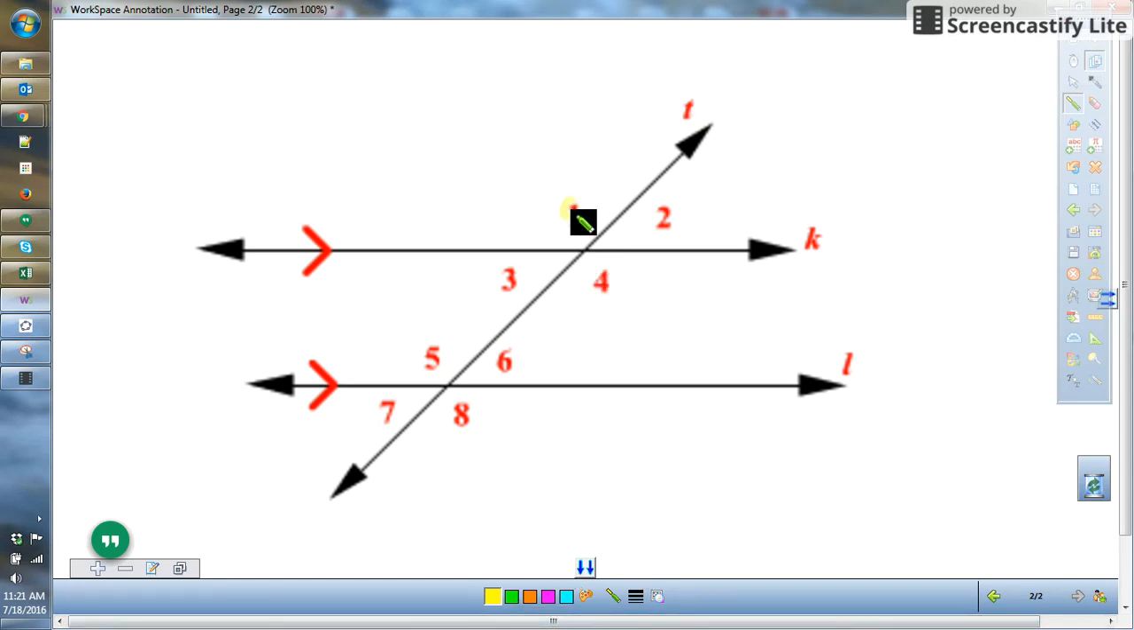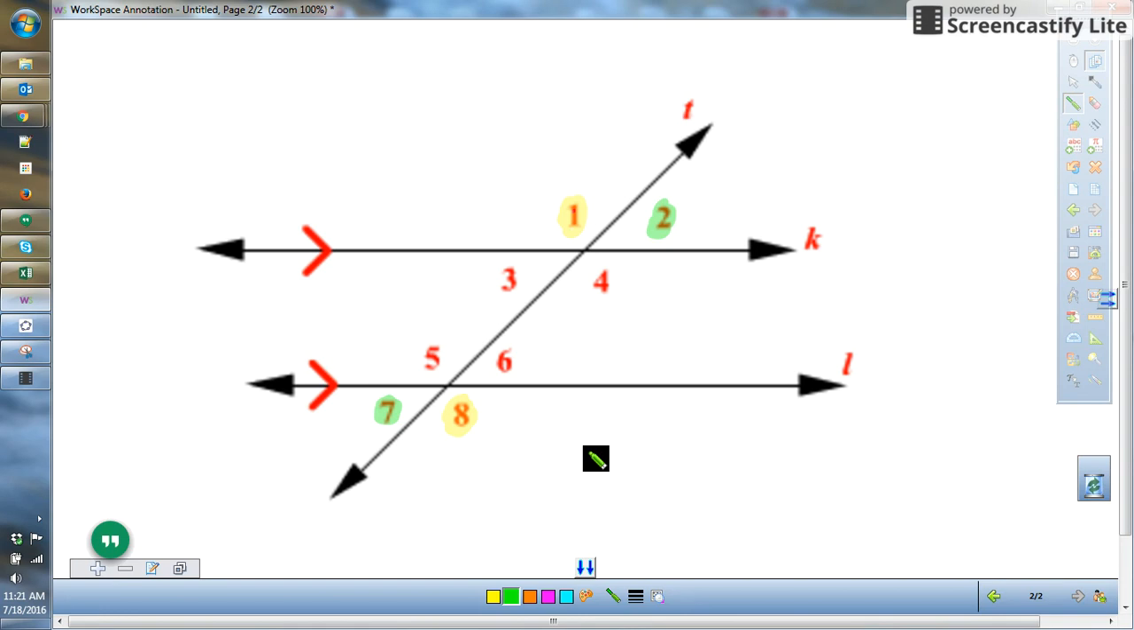So if I start with angle 1 here, its alternate exterior angle is going to be angle 8 because it's on the opposite side of the transversal and it's on the outside of the parallel lines. Okay, so again, we'll do angle 2. That's on the outside of the parallel lines, and its alternate exterior angle is going to be angle 7 because it's again on the opposite side of the transversal and on the outside of the parallel lines.